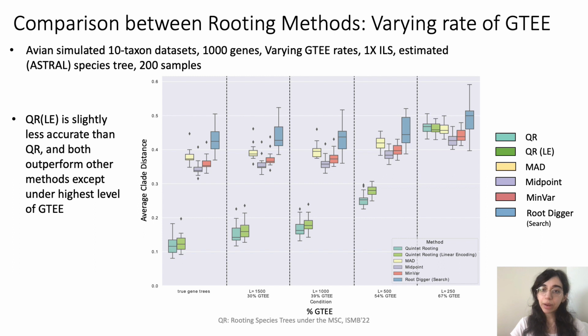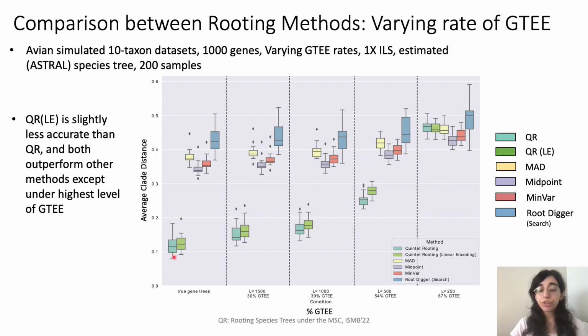And here we can see a comparison between rooting methods for rooting a tree estimated by Astral for 10 taxon avian datasets for varying sequence lengths, which results in different gene tree estimation error rates from 0, which is for true gene trees, to about 70%. And the methods are as the previous slide, except that we've also added the default version of QR that uses all quintets as well.